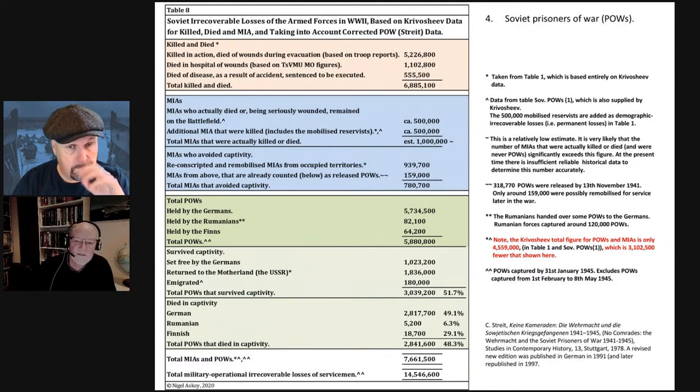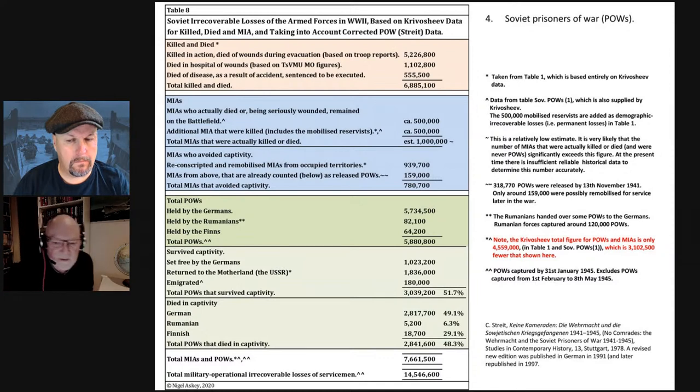Then we've got these MIAs who avoided captivity. They've already been counted, 159 have been counted, so they're double counted. But jumping to the German stuff, the green stuff is from Street, so that's all Russian information above, and the green stuff is German information. Street comes up with a total figure of 5.8 million Soviet POWs during the war.